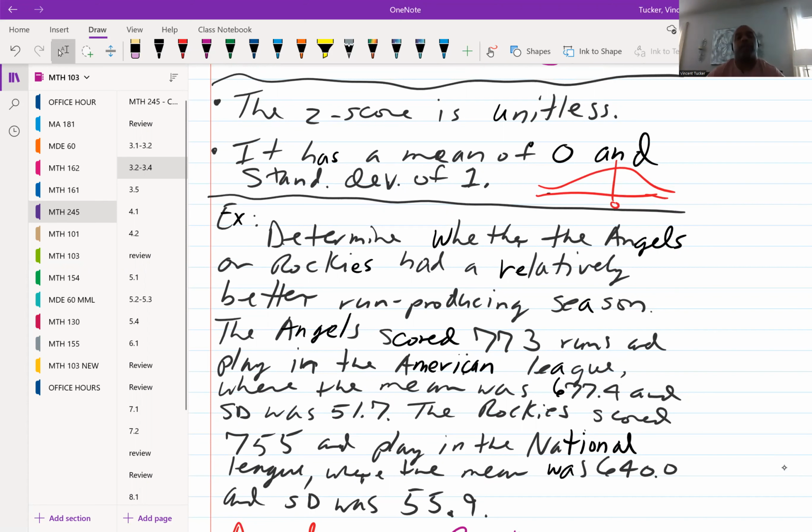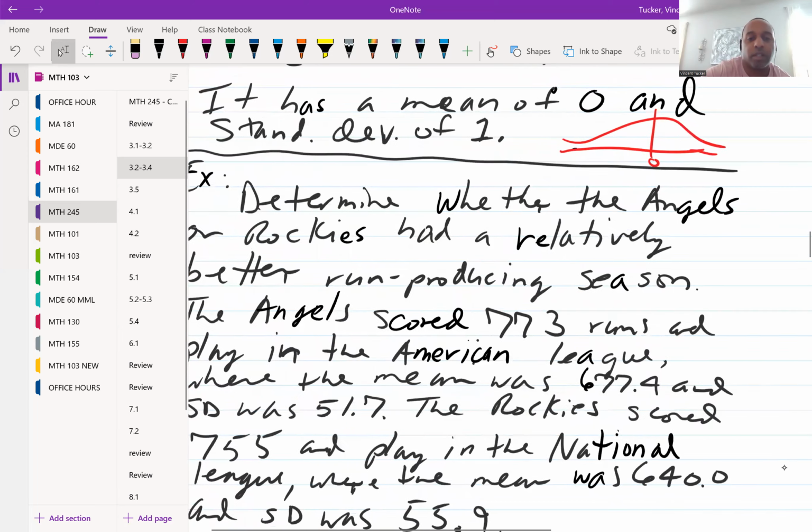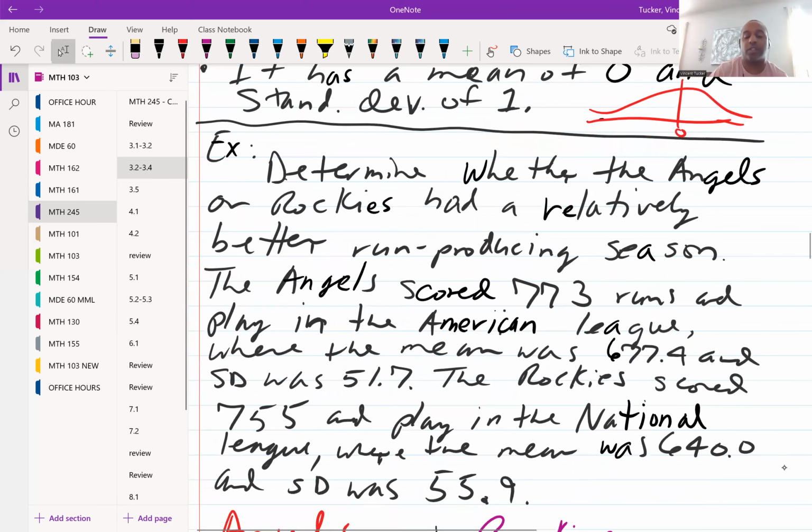Determine whether the Angels or Rockies had a relatively better run producing season. So we're talking about baseball here. The Angels scored 773 runs and play in the American League, where the mean was 677.4 and the standard deviation was 51.7. The Rockies scored 755 and play in the National League, where the mean was 640 and the standard deviation was 55.9. I'll give you a chance to write it down.